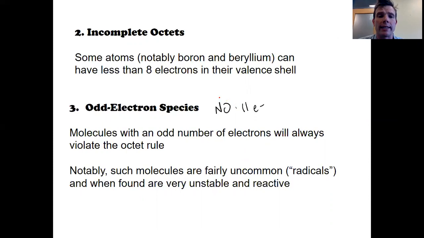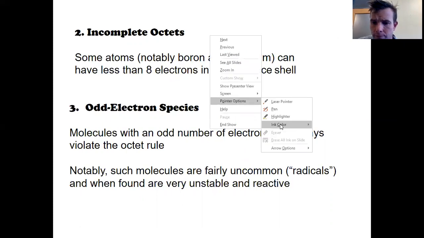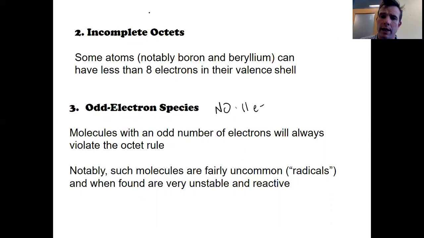So incomplete octets. Some atoms, notably boron and beryllium, can have less than 8 electrons in their valence shell. BH3. Right? It looks like this. So boron has 6 electrons in its valence shell. It has an incomplete octet.